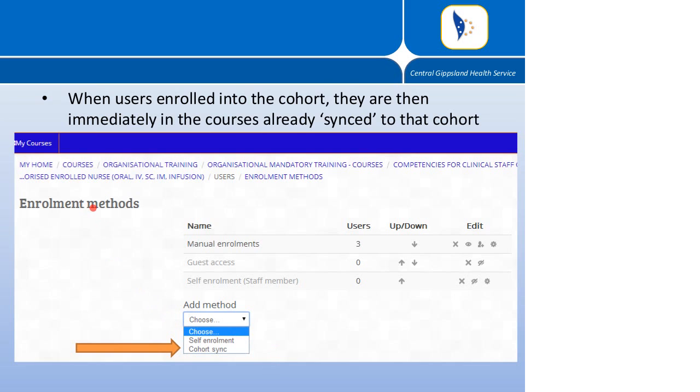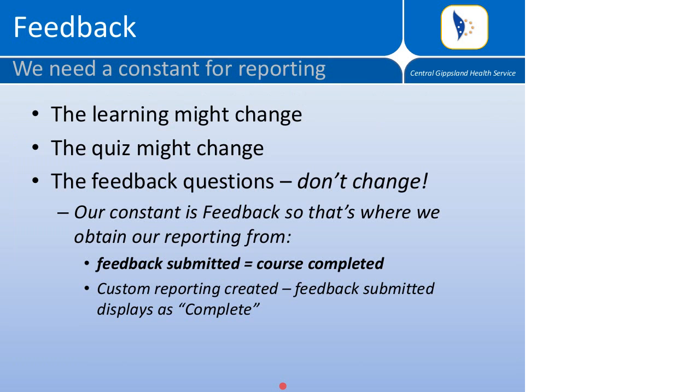When you click on the enrolment methods, this is the screen that you get, and you enable this cohort sync here. And then that will ask you to choose which cohort you want to enrol. So if I'm enrolling registered nurses into a medication competency, all I've got to do is choose the registered nurse cohort, and all of them will be enrolled into that course instantly. Makes it nice and simple for the communication pathways as well, because I can enrol large bunches of people in one go into different areas.